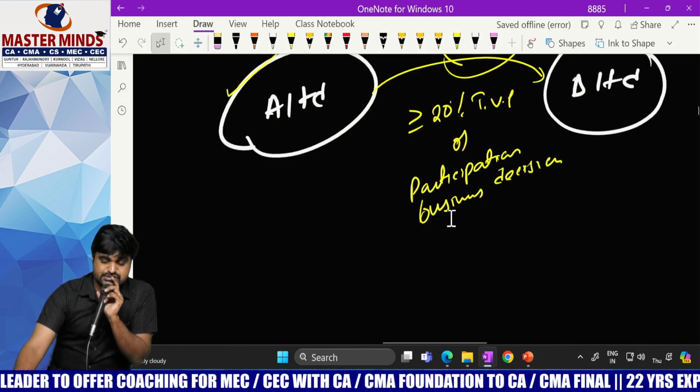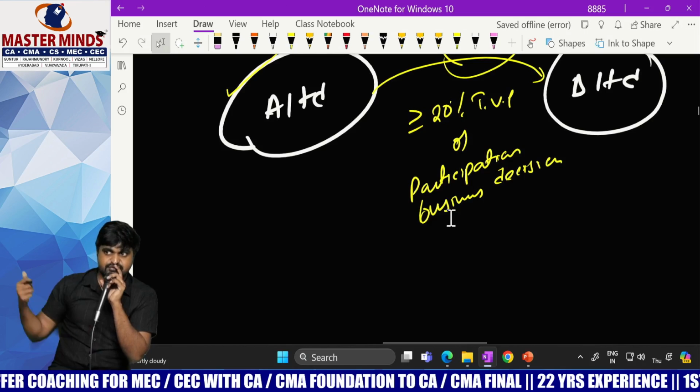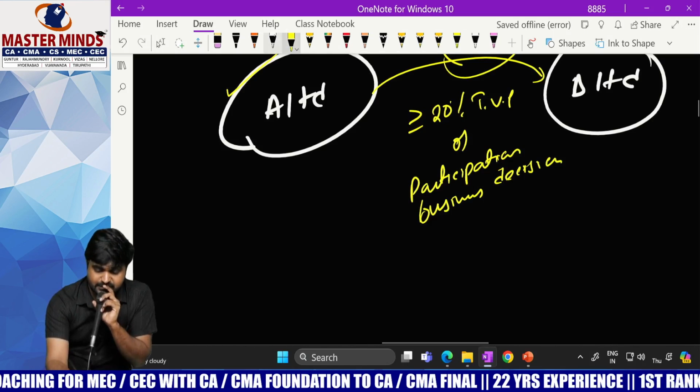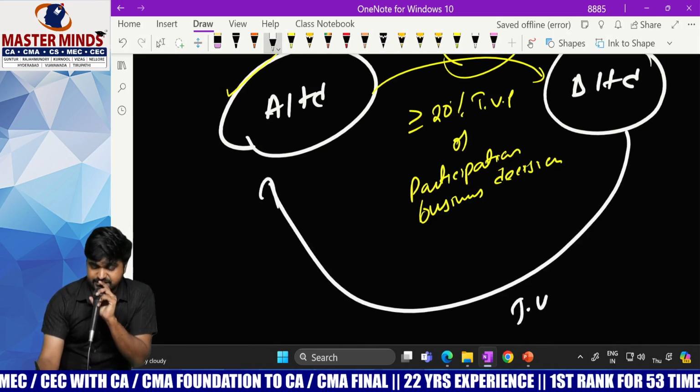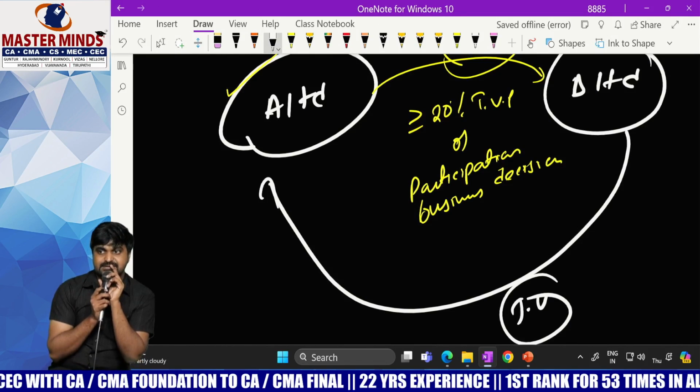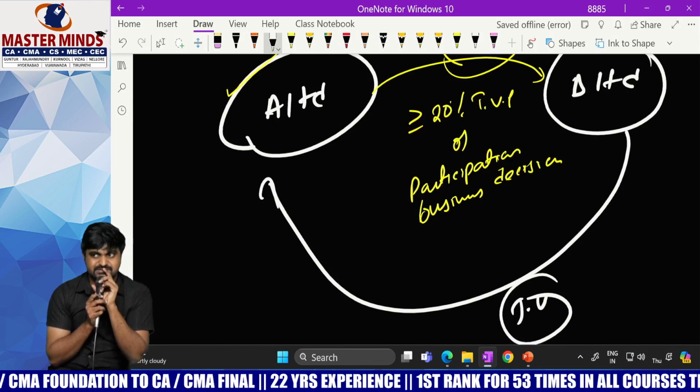Okay. Next, there is one more way to create an associate company relation. So this is the first way, and the second way is when this company is a joint venture. When B Limited is a joint venture to A Limited, then B Limited will be called an associate company. What is meant by joint venture here?